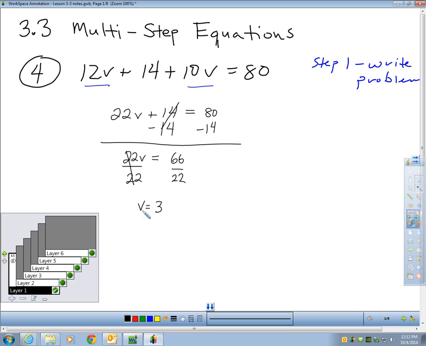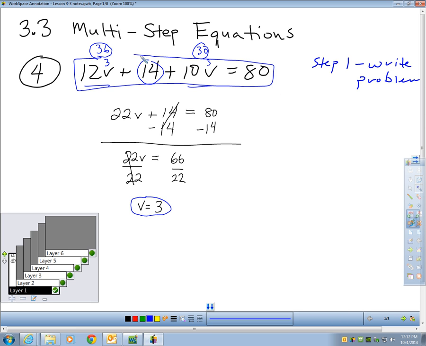Last step, I should check this thing. Let's see, is 3 correct? Well, let's go back to the beginning. Plug in 3 and plug in 3. You can use your calculator. I'm going to do it just in my head. 12 times 3 is 36. 10 times 3 is 30. If I take 36 plus 14, that's 50, and 50 plus 30 gives me 80. Okay, I just checked it.